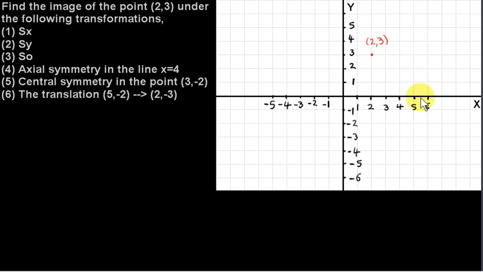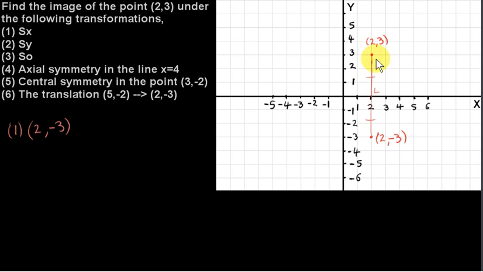We can think of the x-axis as being a mirror, and here's an object above the mirror, and its image is the same distance behind the mirror as the object is above the mirror. So we can see that the point is 3 units above the x-axis, so its image will be 3 units below the x-axis. So its image is going to be 2, minus 3.